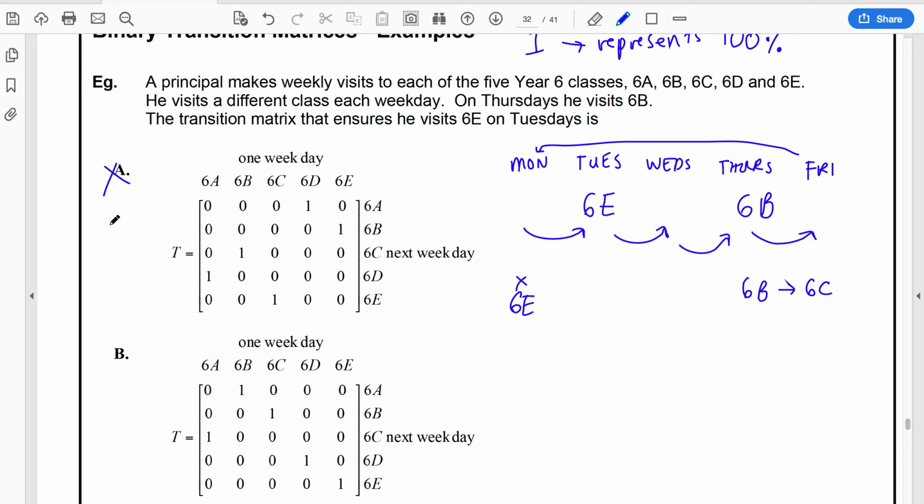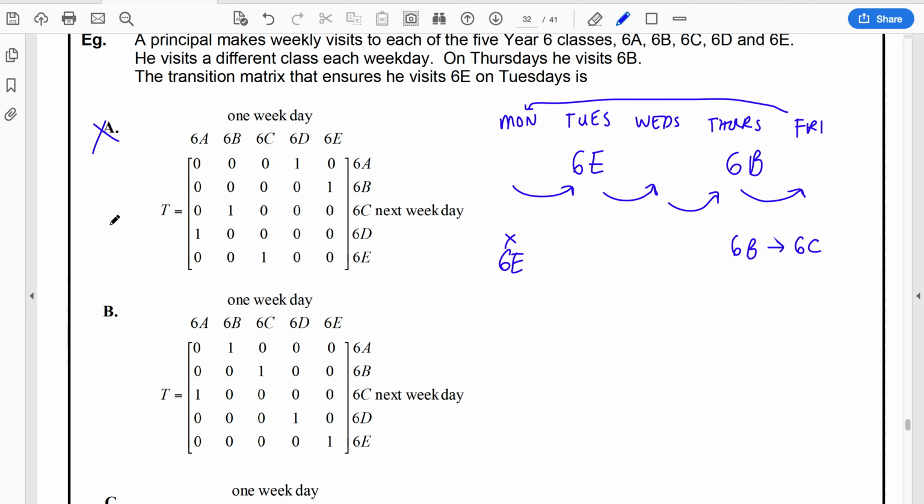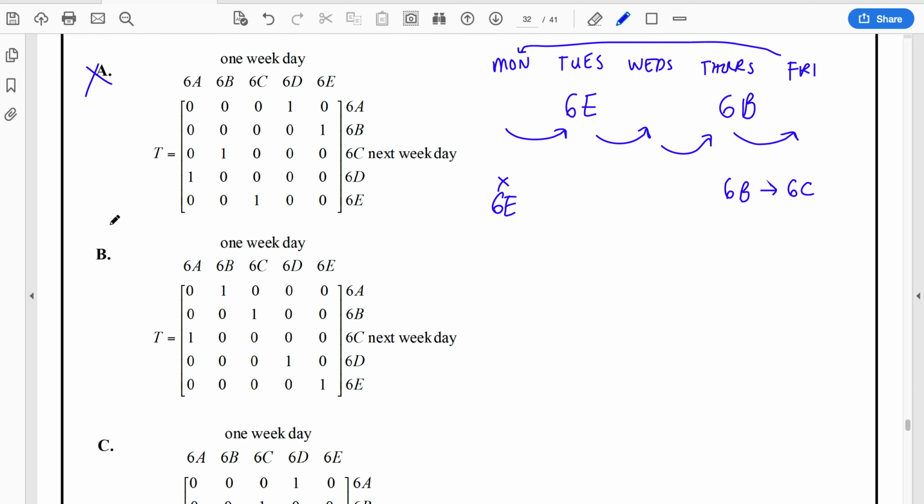He's going to transition over each day. He needs to see a different class since there are 5 classes. So he couldn't possibly see 6E on the Monday. So then what we're going to do is move down to the next one and try that again.